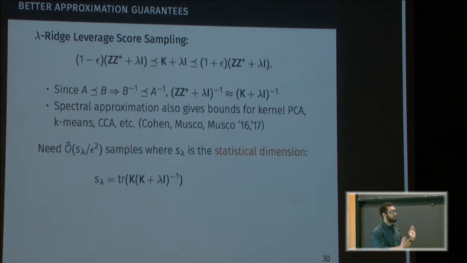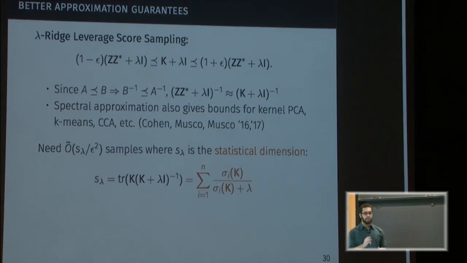So the question was, how many columns of Z do I need to get an approximation of that type? How many samples do I need to take? If I sample by these ridge leverage scores instead of the column norms, I can take a number of samples that depends on the statistical dimension of the kernel matrix. It depends on lambda, so I'm denoting it s_lambda, the number of samples I need to get that guarantee for lambda. It's this quantity: trace of K times (K plus lambda I) inverse, which is equal to the sum over all the singular values of K of the singular value divided by the singular value plus lambda.